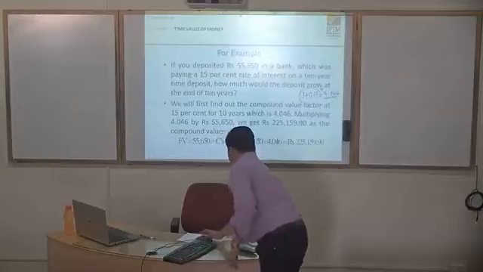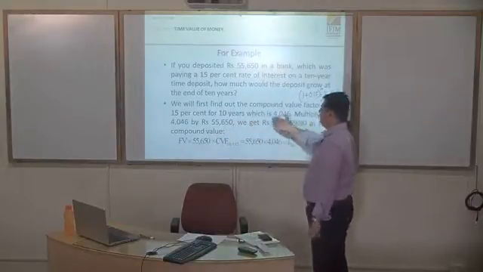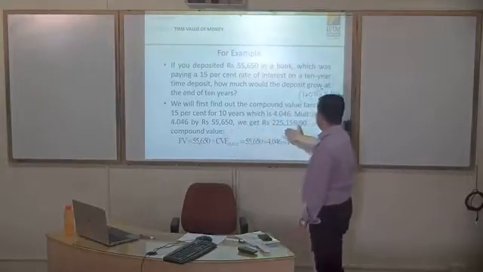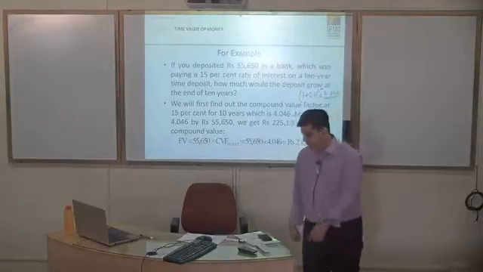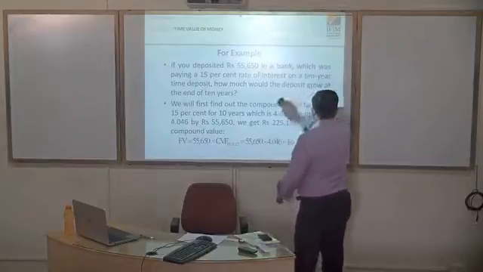Switching back. So that multiple is multiplied to 55,650 rupees. We get 2,25,159 rupees 90 paisa as the compound value. So that's how it is calculated.